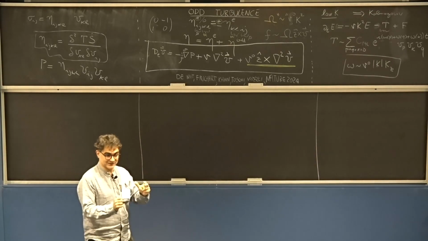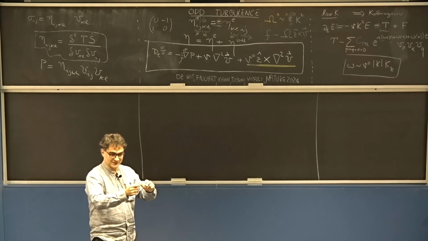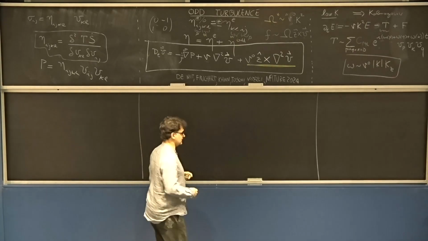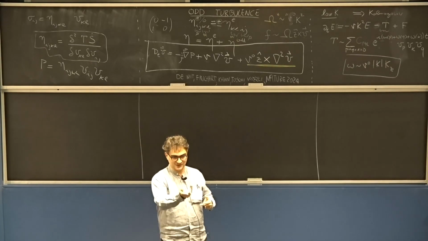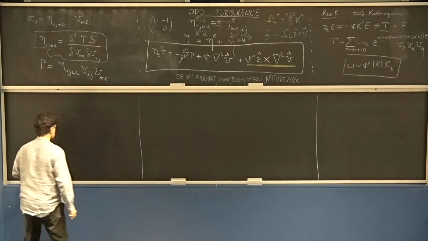Now I'm going to do a different regime: nu naught over nu much less than 1, and nu naught over nu going to infinity. The domain where the waves dominate is nu naught over nu going to infinity. Okay, so what I'm going to do now?